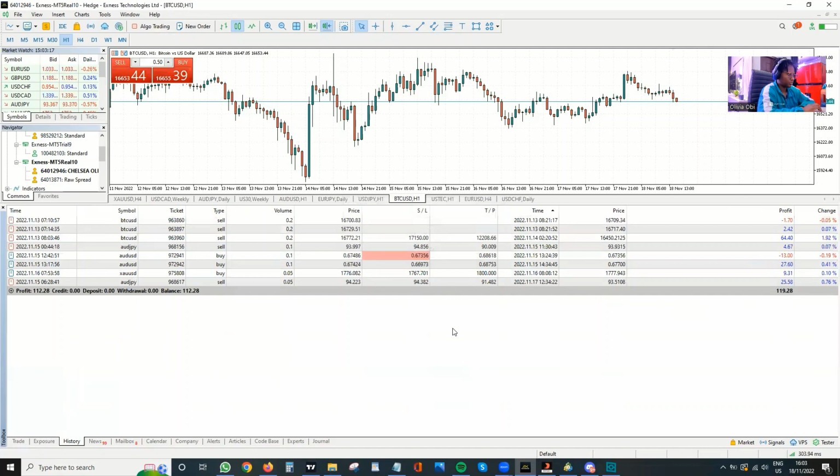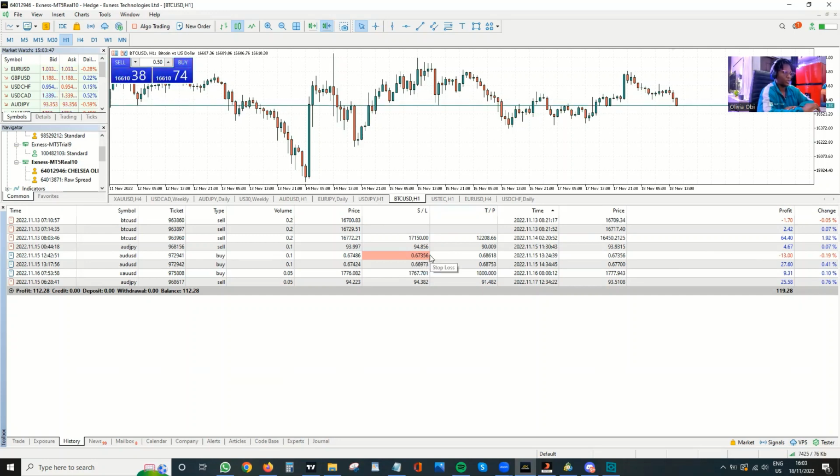Okay, so these are the trades that I took, and I sold BTC. Then which other trade? This one, AU. I bought Aussie, right? And this one, I managed the trade. This was a 40 pip stop loss, but you can see how much I lost because the trade moved in my favor. Then I closed like 80 to 90% of it.